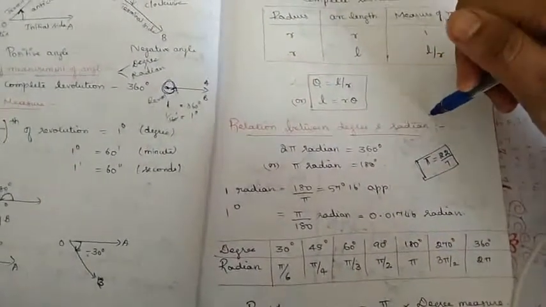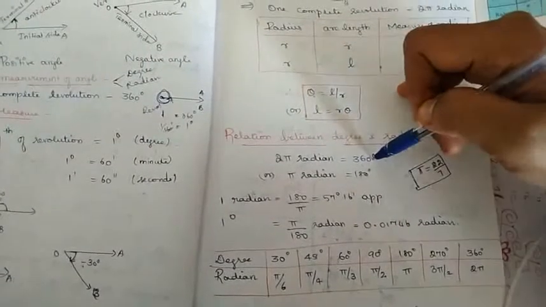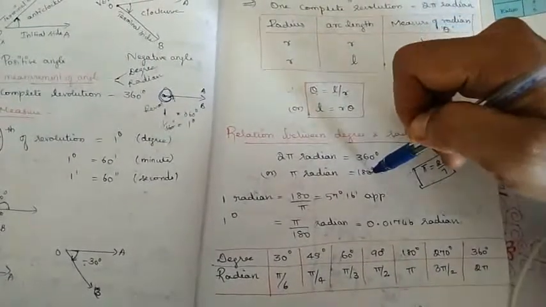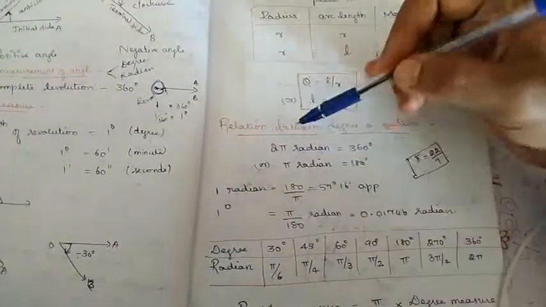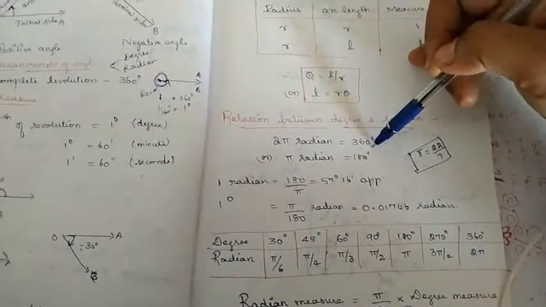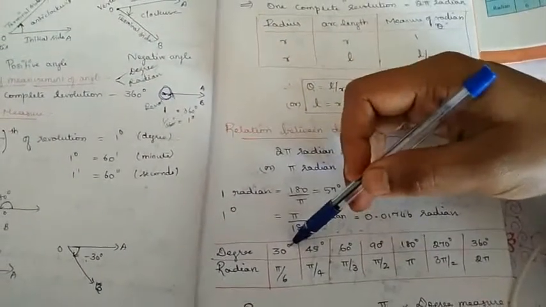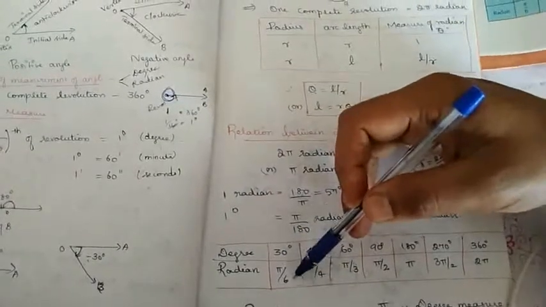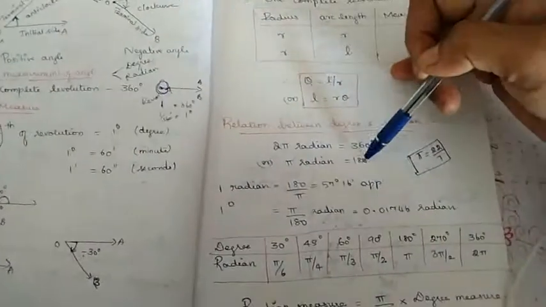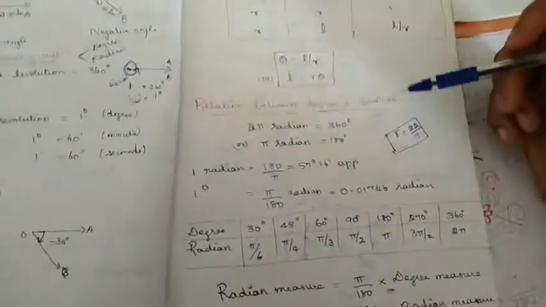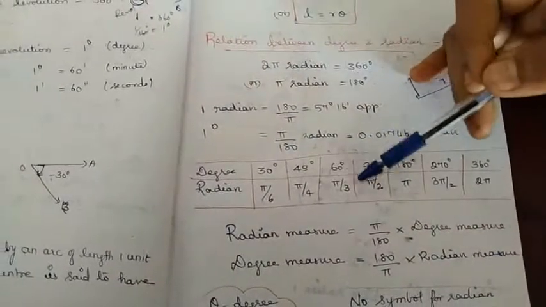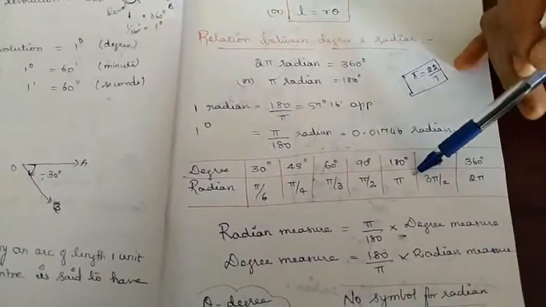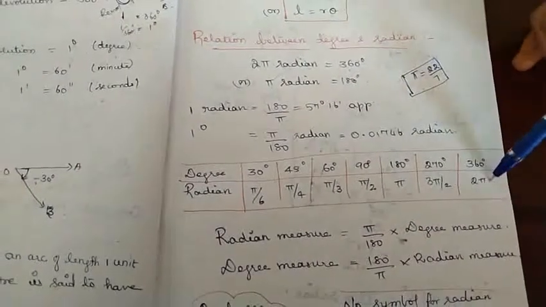Next we have seen the relation between degree and radian. 2 pi radian is 360 degree, or pi radian equal to 180 degree. Using this only we have solved problems, right? We know 2 pi is 360, pi is 180. So what will be 30 degree? 30 degree can be written as pi by 6 because 180 divided by 6 is 30. 45 is pi by 4, 60 is pi by 3, 90 is pi by 2, 180 is pi, 270 is 3 pi by 2, 360 is 2 pi.